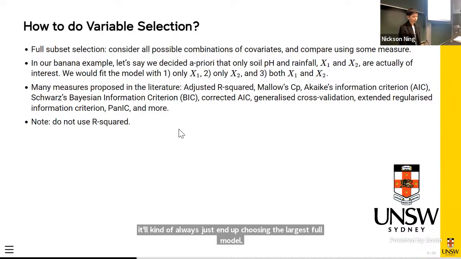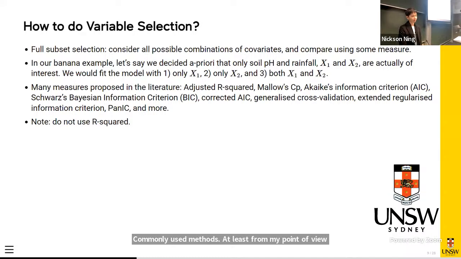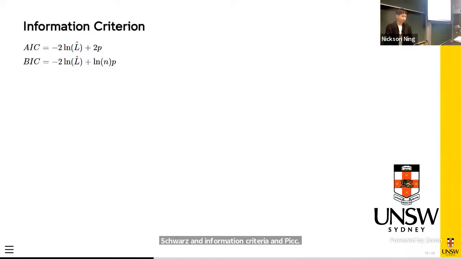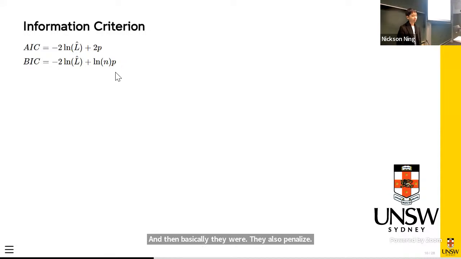Okay, next I want to go into the choice of measure a bit. In particular, I want to focus on 2 of the most commonly used methods, at least from my point of view, and they're highly debated as to which one's better: Akaike's information criterion, AIC, and the Schwarz Bayesian information criterion, BIC. They're defined in this way: this part here you can think of as just like the R², and then they also penalize the number of covariates that you have in your selected model.